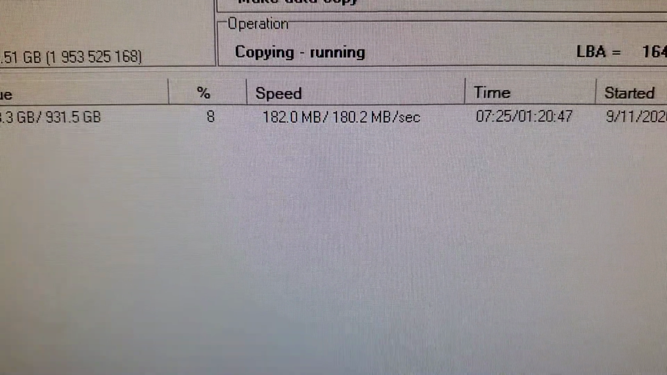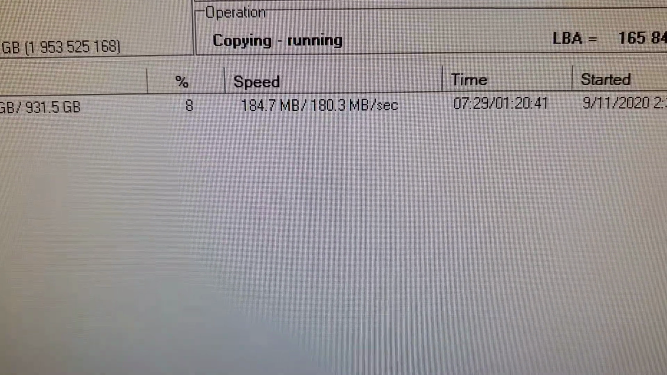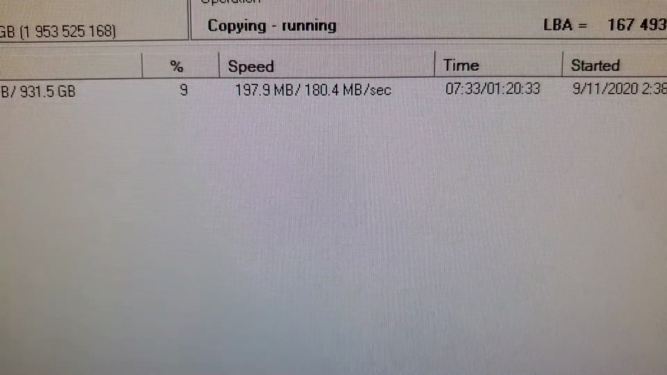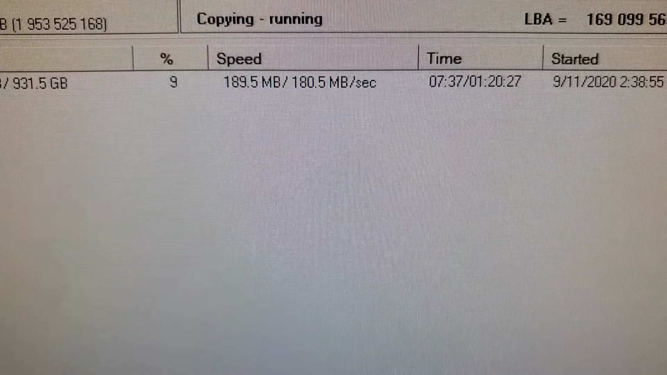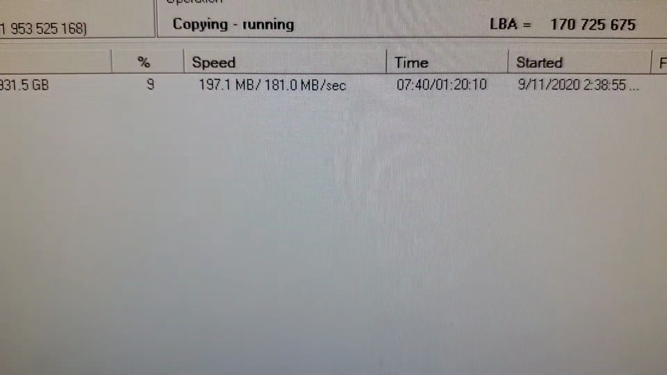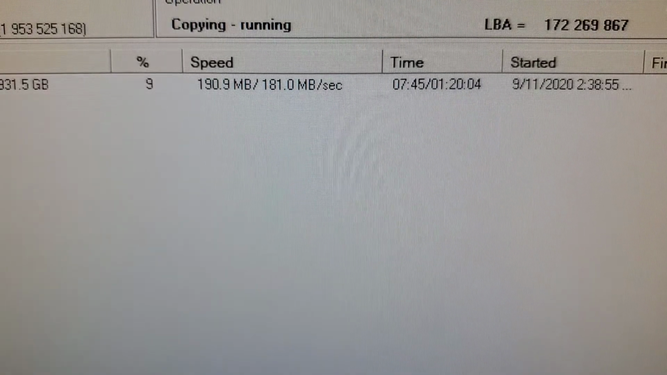which we would normally get for hard drive to hard drive imaging, somewhere around, peaks at around 120 megs per second. Sometimes we get 130, but the SSD to hard drive is certainly going a lot faster. So this certainly seems to be a win for PC3000 portable as far as speed of imaging.